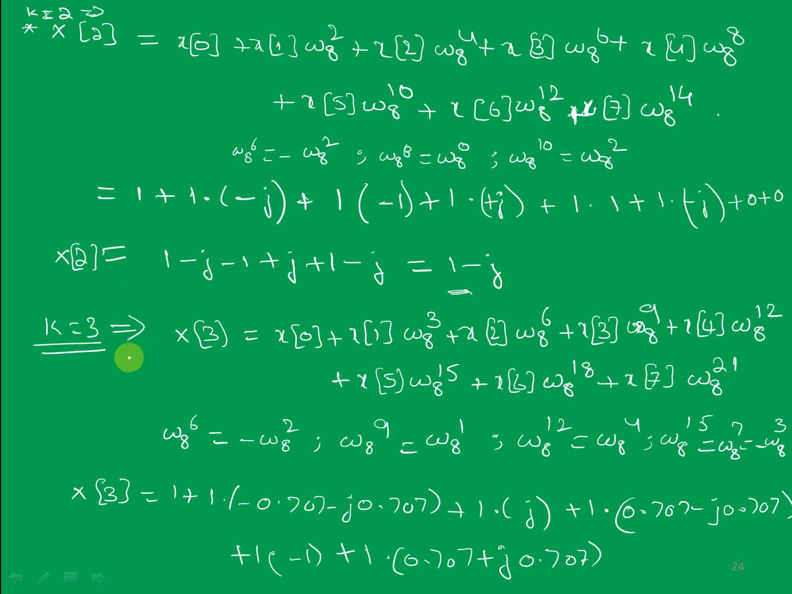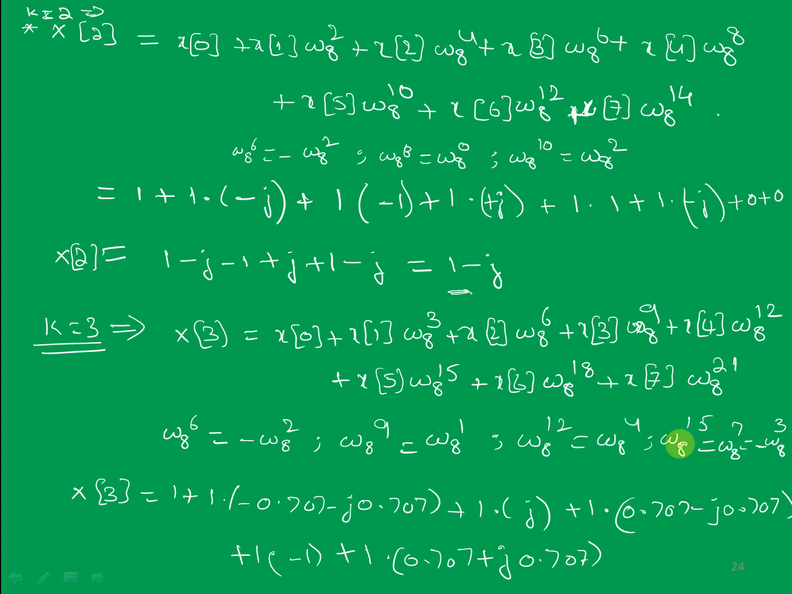K is equal to 3. So K is equal to 3 means substitute 3 here. So x of 0, x of 1, take the 3 table, 3 into 0 is 0, here W8 power 0, 1, W8 power 3, 3 2s are 6, 3 3s are 9 and so on, right? And then here W8 power 6, up to these values. So here I am using symmetry and periodicity properties. Already done this one here. Now coming to W8 power 9, 8 plus 1. That means W8 power 1, periodicity property. 8 plus 4, periodicity property, W8 power 4.